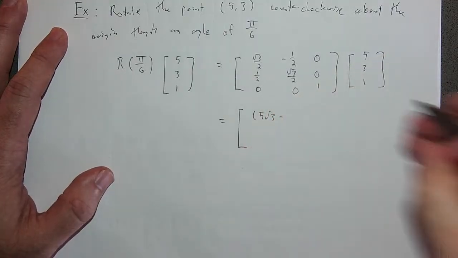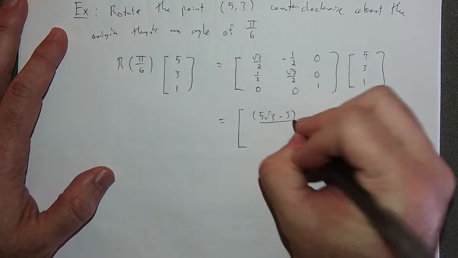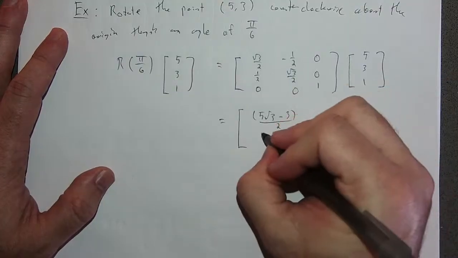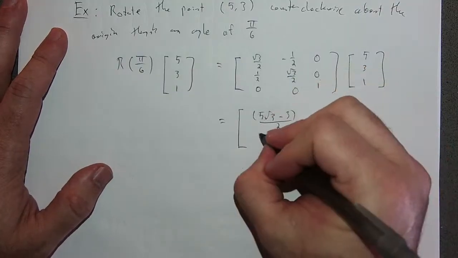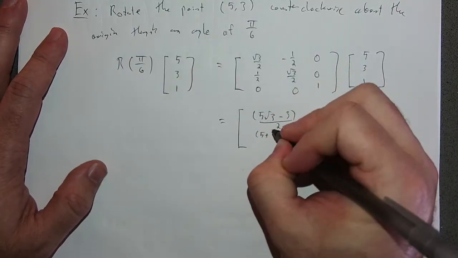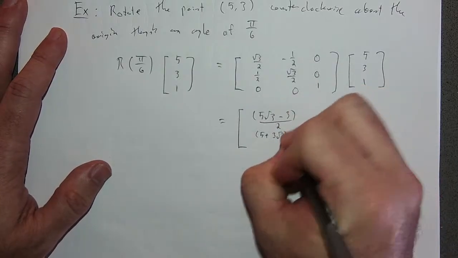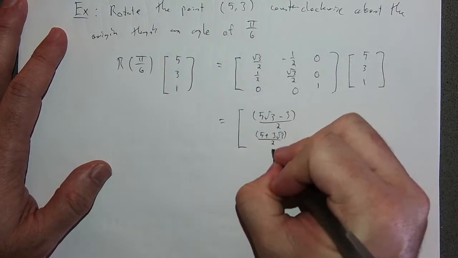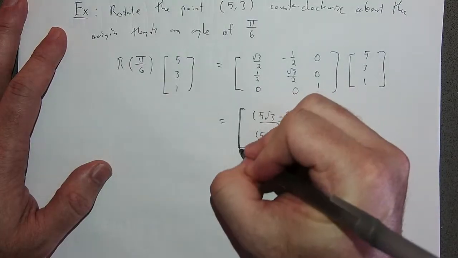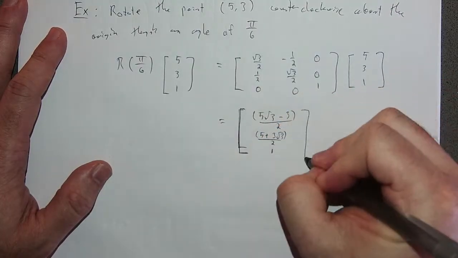5 root 3 minus 3 over 2 in the first slot. In the second slot, we would have 5 plus 3 root 3 over 2. And in the last slot, I would have 1. Maybe make this vector a little bigger. There we go.